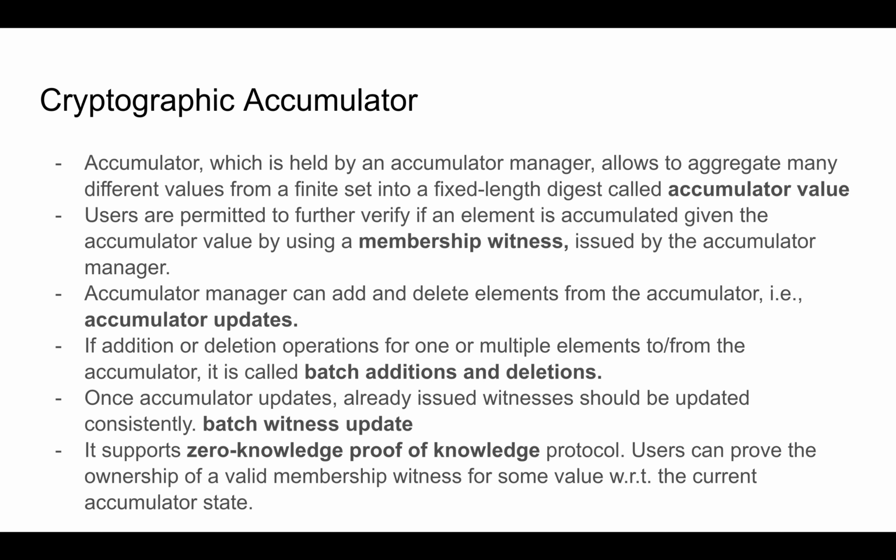This step we call the accumulator update operation. If the accumulator protocol supports both addition and deletion operations for one or multiple elements to or from the accumulator, we say the protocol supports batch additions and deletions. Once the accumulator updates, already issued witnesses should also be updated consistently to continue verifying validity. This step we call the batch witness update. The accumulator protocol also needs to support a zero-knowledge proof of knowledge protocol. That means users can use their witness to prove ownership of a valid membership witness for some value with respect to the current accumulator state.